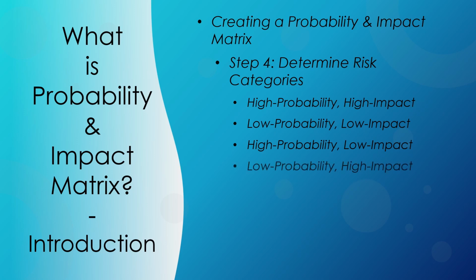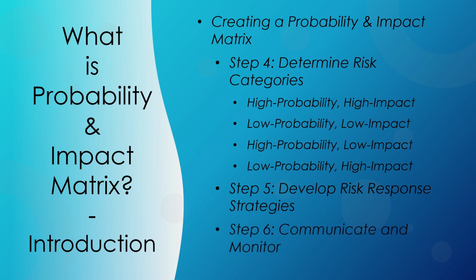Low probability, high impact. These risks are less likely to occur but could have significant consequences. They often require contingency planning and risk transfer strategies. Based on the categorization, project managers can develop appropriate risk response strategies. High priority risks might require mitigation, avoidance, or transfer, while lower priority risks might be accepted or monitored over time.